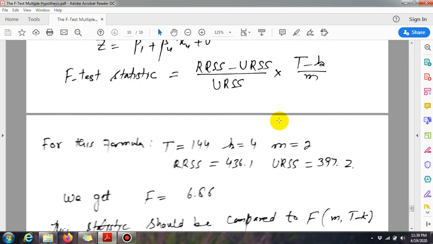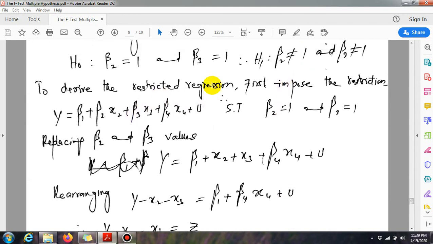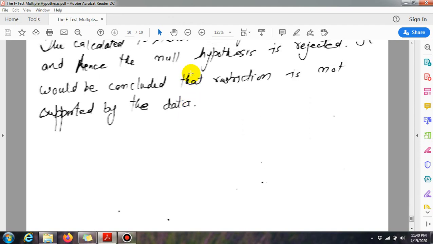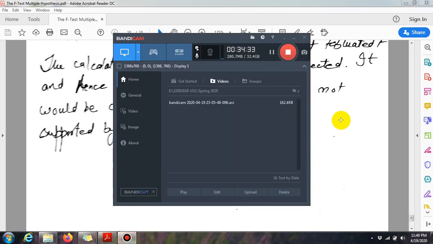This is our null hypothesis: beta 2 is equal to 1 and beta 3 is equal to 1. So this is a different case from the previous example where beta 2 is equal to 0 and beta 3 is equal to 0, but here these are equal to 1. So on the basis of the null hypothesis, it is concluded that the restriction which we have implied here is not supported by the data. See you with another interesting video.